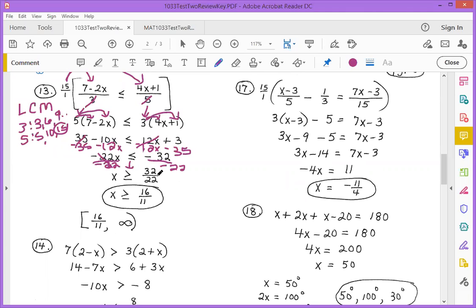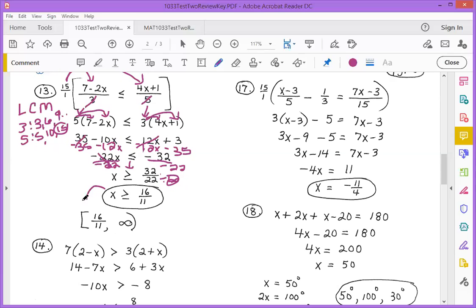And both of these can be divided by 2. So we're dividing both the numerator and the denominator by 2. 32 divided by 2 gives us 16. 22 divided by 2 gives us 11. So our solution to the inequality is x greater than or equal to 16/11.